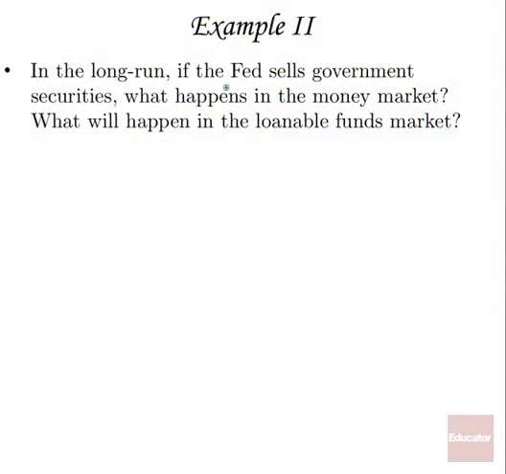Now, in the long run, if the Fed sells government securities, same thing here, but now this is in the long run. What happens in the money market, and what will happen in the loanable funds market? Again, this is in the long run. How does that happen here? So I'm going to draw exactly the same thing, except there's going to be a different twist to it that kind of changes the entire game here.